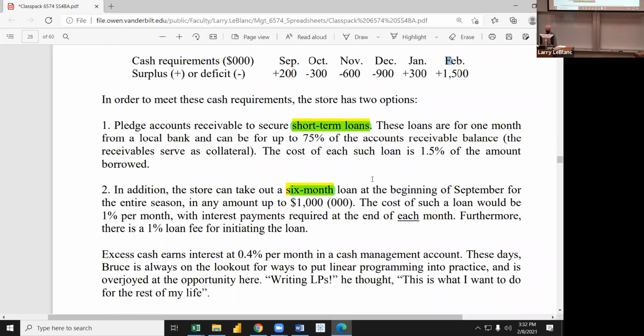Short-term loans, by definition, are for 1 month. The amount that the bank will lend us can be up to 75% of accounts receivable. The interest rate is 1.5% per month for the loan. If you borrow money in September, you pay it all back in the next month in October, plus 1.5% interest.